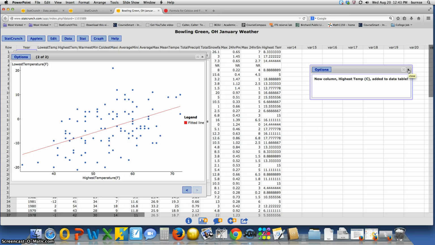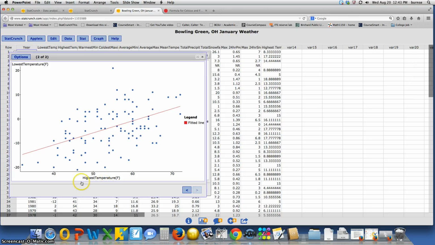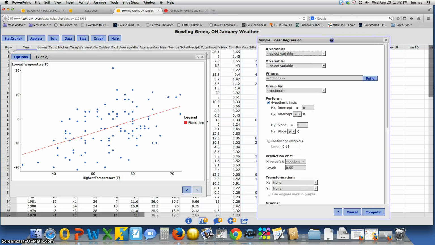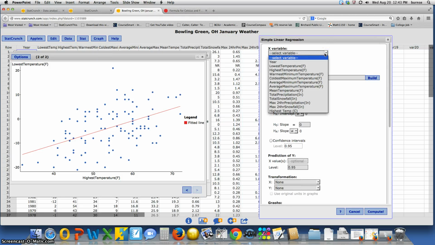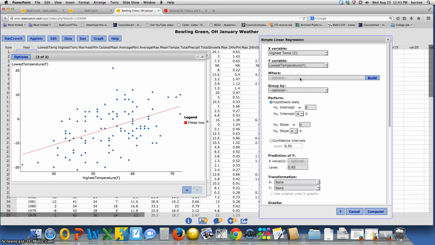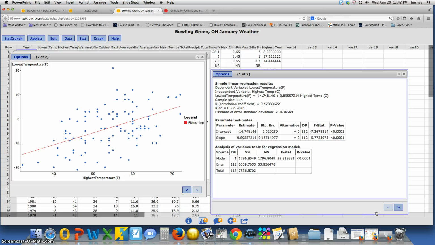Okay, so now I want to make a scatter plot with the highest temperature in Celsius and lowest temperature in Fahrenheit. Okay, so again, go to Stat, Regression, Simple Linear. Okay, so my X variable is highest temperature Celsius. I'm going to choose it. My Y I'm going to leave at lowest temperature. Okay, and then just tell it to compute.